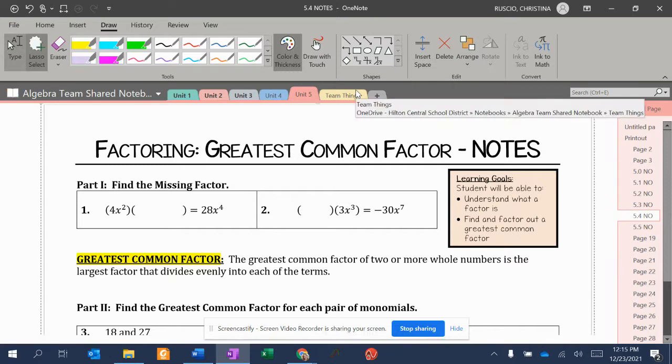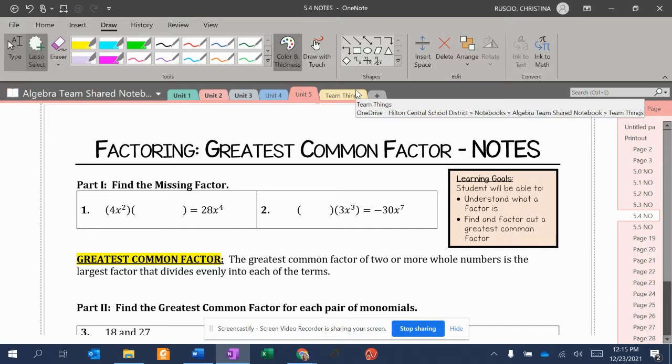Hi, you're watching the Factoring Out the Greatest Common Factor Notes video. In this video, you're first going to understand what a factor is, and then we are going to find and factor out the greatest common factor. So we'll identify what it is, and then we'll factor it out. This is the first lesson where we're going to talk about factoring.